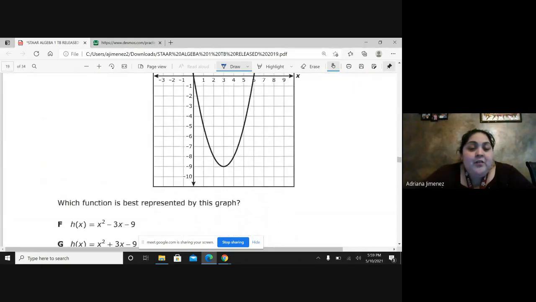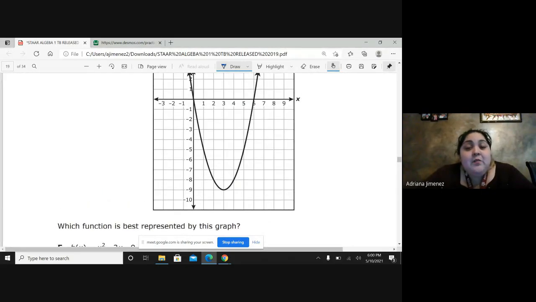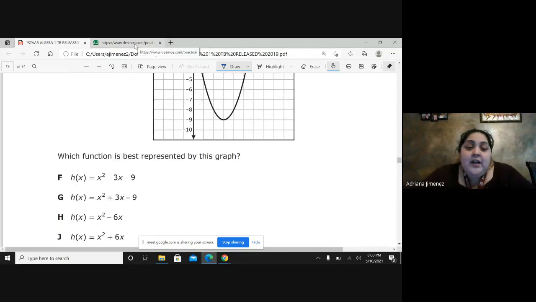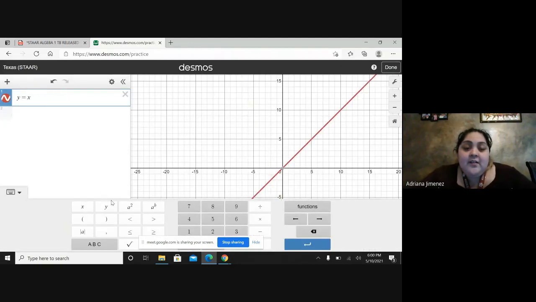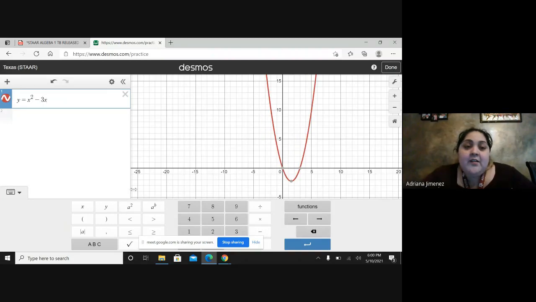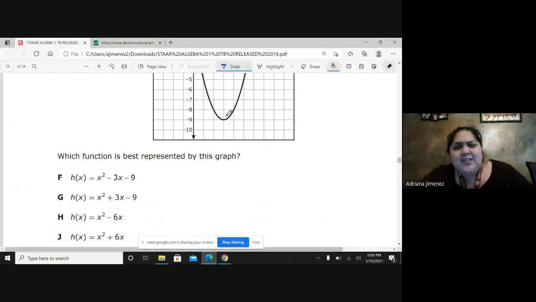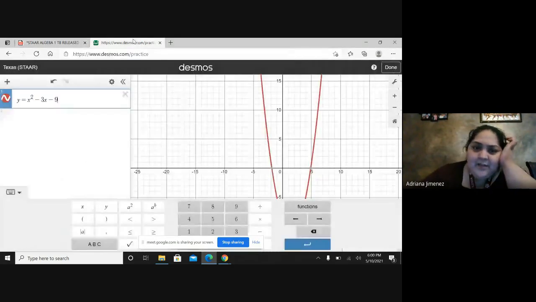We go to this one. This one wants us to know which one best represents the graph. So we're going to type in one answer choice at a time, and you're going to try to figure out which one of these matches this part right here. So let's see. y equals x squared minus 3x, go back over here, minus 9. All right, so here's my point, but it doesn't look exactly like this picture. This picture is going through 0, 0, and 6. And this graph is going over here at this dot. It's not going through 0, so that can't be it.